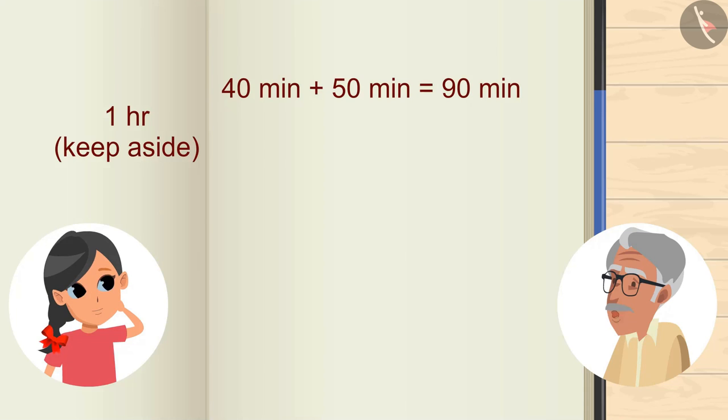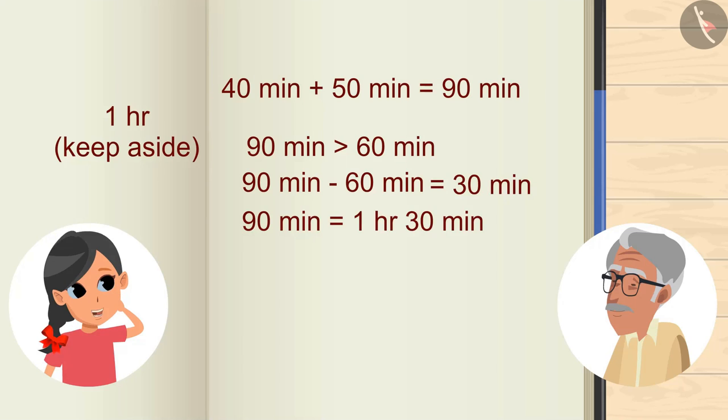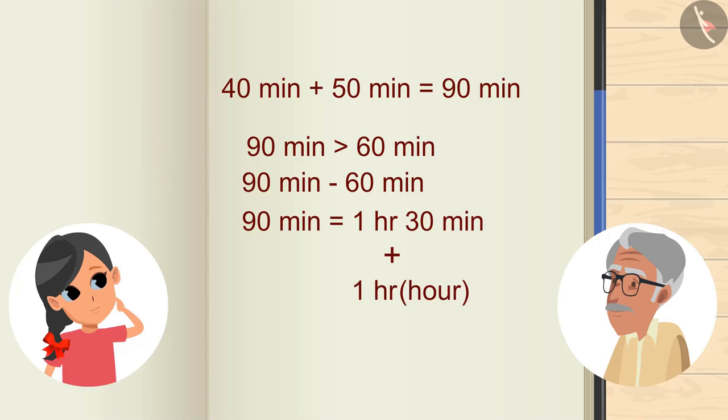Correct. But is 90 minutes greater than 60 minutes? Yes. So how many hours is this? On subtracting 60 from 90 minutes, we'll get 30. So 1 hour 30 minutes, right, Grandpa? Very good. Now add this 1 hour 30 minutes to previous 1 hour. So now we get 2 hours 30 minutes.